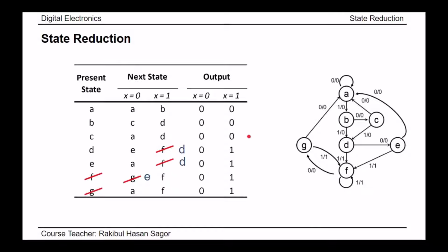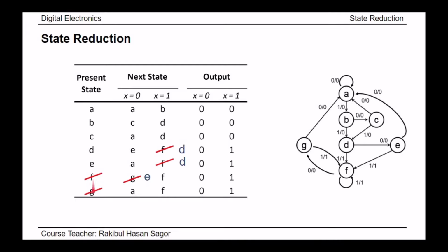Here we have AD, but here the output pattern is 0 0, but here the output pattern is 0 1, so we cannot remove these, or we cannot say these two states are equivalent. This is the final reduced state table. How many states are there? A, B, C, D, E, and the corresponding states and outputs are shown here.